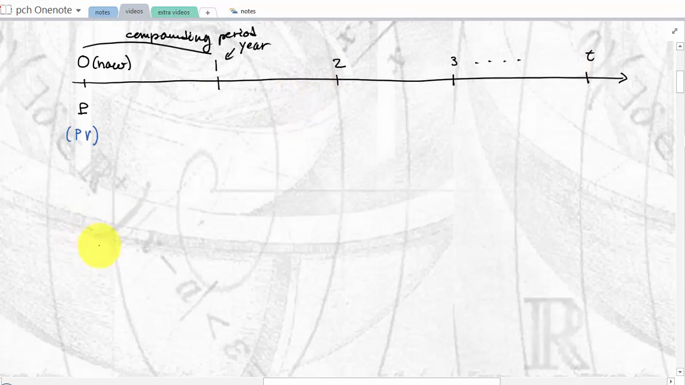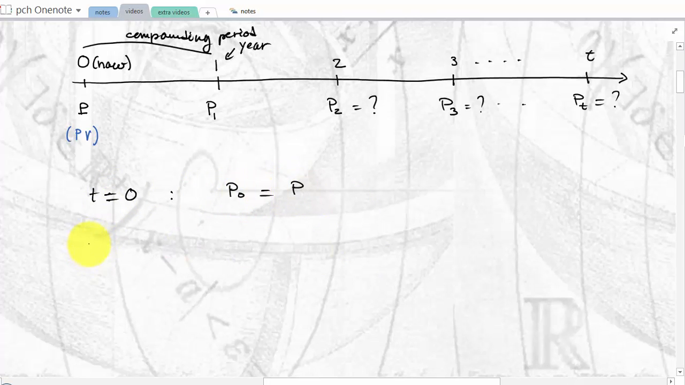So let's understand what's going on to your investment. I'm gonna call this P sub one, P sub two, P sub three, and then P sub T. And my question is, what are all of these equal to, right? Okay, so what do you have now? At T equals zero, you have P. This is the initial value. P zero is P, okay?